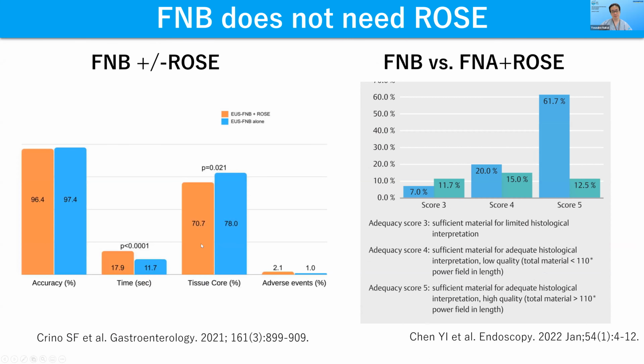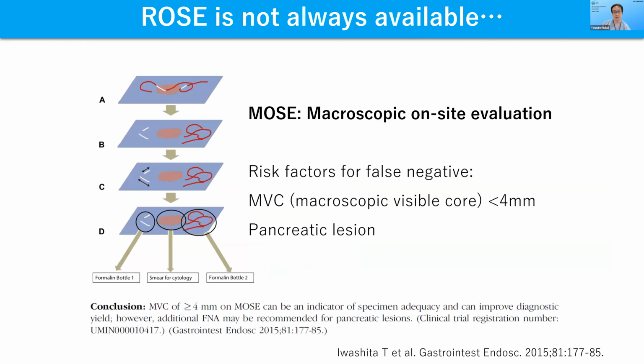And this is a recent randomized controlled trial comparing FNB with ROSE and without ROSE. If you choose FNB needles, you don't need rapid on-site evaluation to get a high accuracy, and both techniques had good tissue coverage, but FNB alone was higher. So recently, if we choose FNB, we don't ask for ROSE routinely.